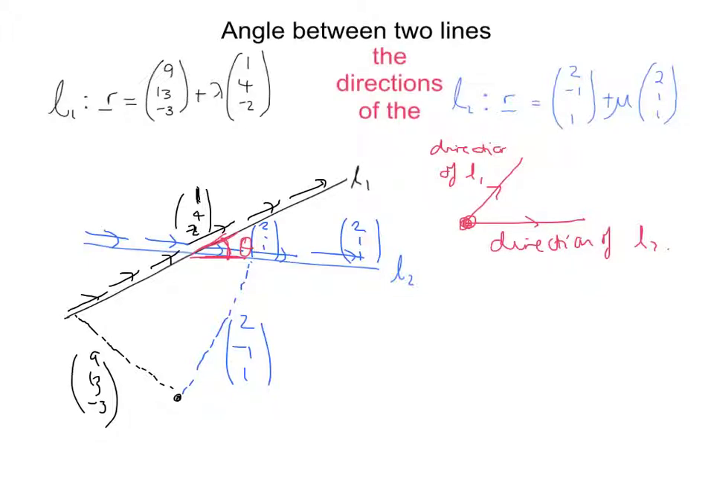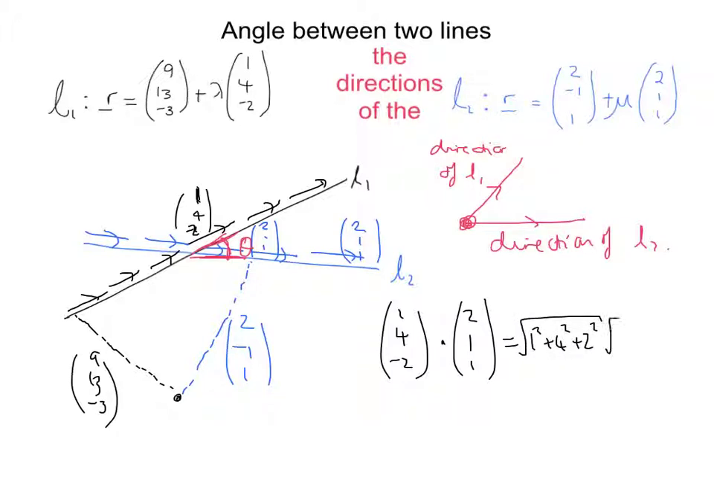So let's find the angle between these two lines. We're doing the dot product of 1, 4, minus 2, that's the direction of line 1, and 2, 1, 1, that's the direction of line 2. That will equal the length of the first vector, square root of 1 squared plus 4 squared plus 2 squared, multiplied by the length of the second vector, square root of 2 squared plus 1 squared plus 1 squared, multiplied by the cosine of the angle between them.